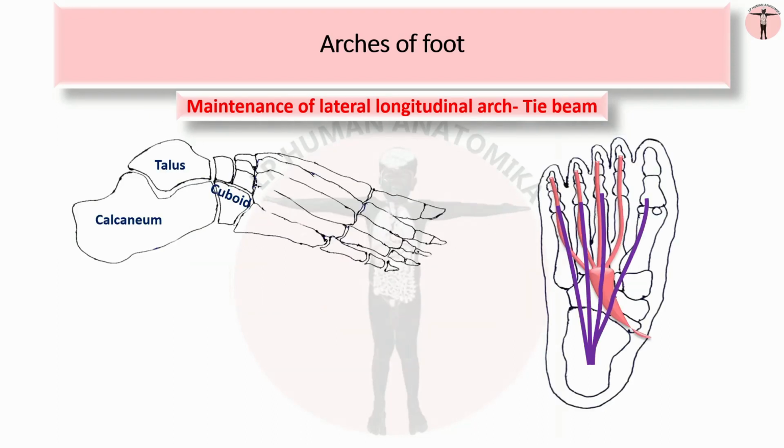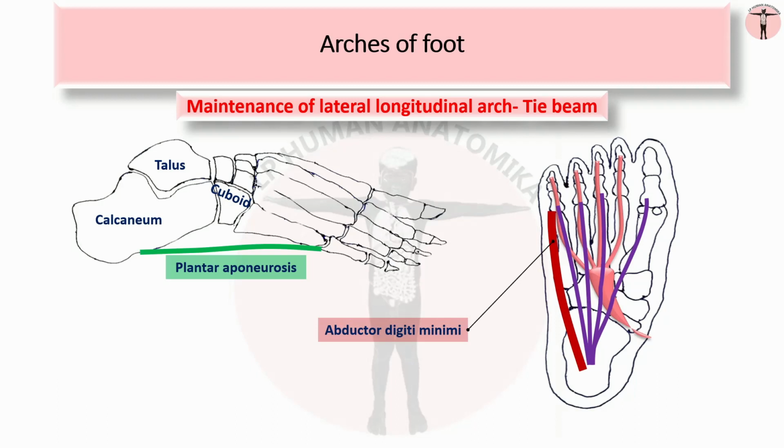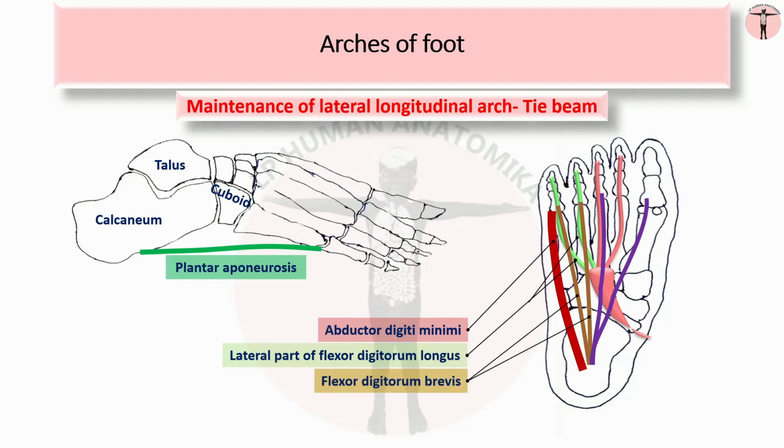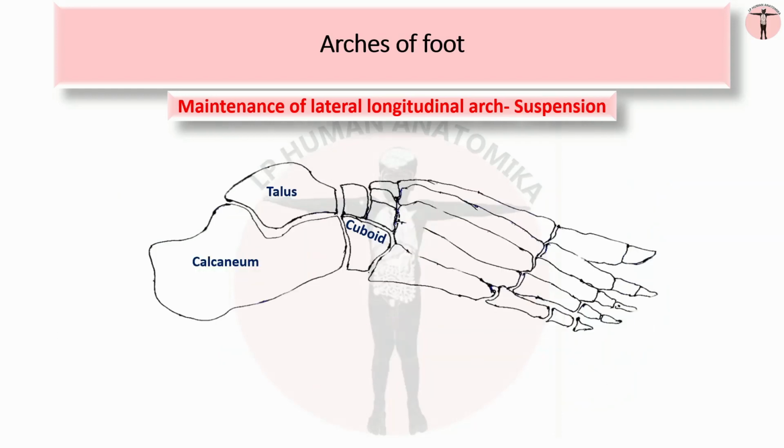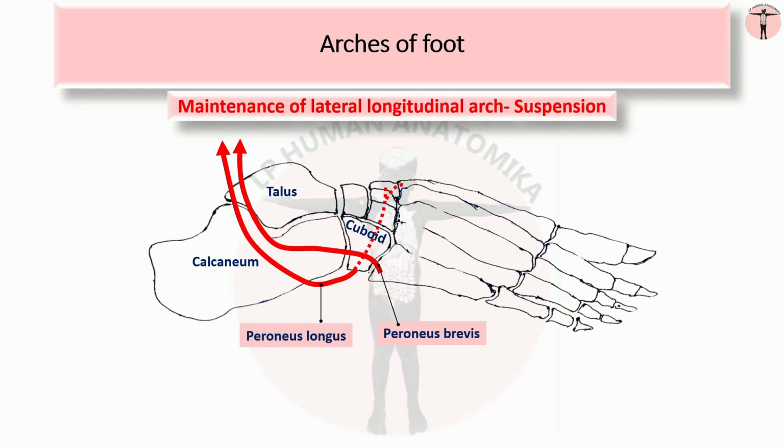The tie beams of the lateral longitudinal arch tying the ends together are the plantar aponeurosis and the following muscles: the abductor digiti minimi, the lateral part of the flexor digitorum longus, and the lateral part of the flexor digitorum brevis. The suspension of the lateral longitudinal arch is brought about by two muscles, peroneus longus and peroneus brevis.